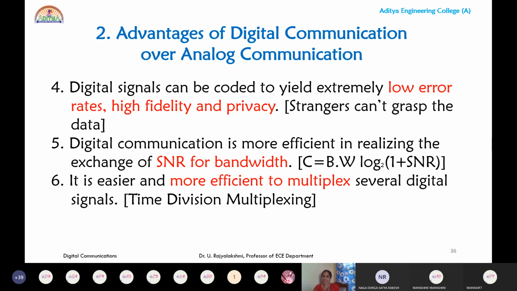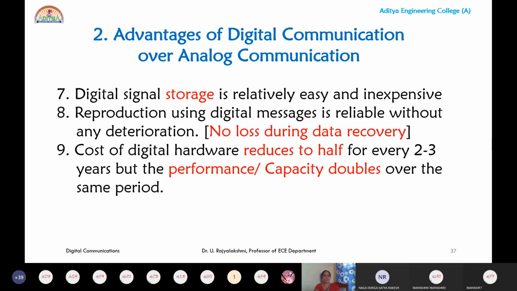But what about time division multiplexing? It has only a commutator switch and a decommutator switch, and there should be proper timing synchronization. With proper timing synchronization, obviously you will get an efficient result. So this is about the sixth point. Now let us move to the next advantage: storage is easy because you are representing the data in encoded form, like zeros and ones, which you can store effectively.